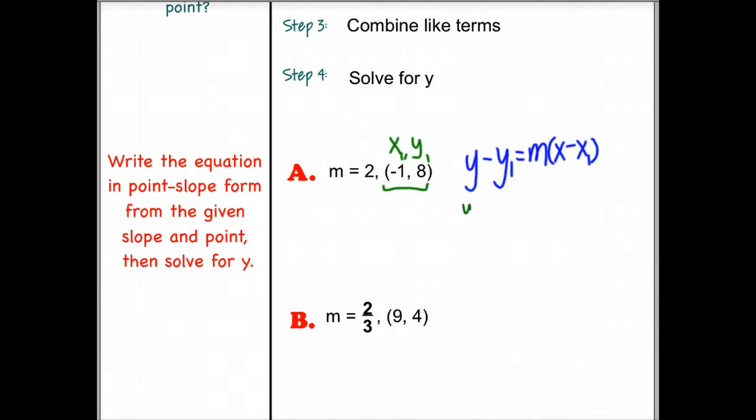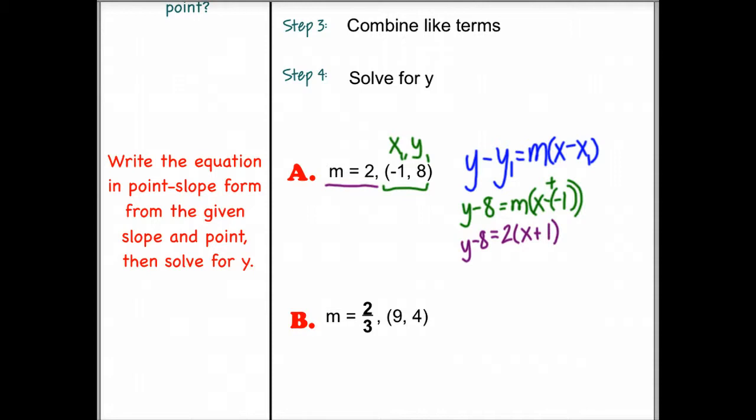So we have y minus 8 equals m times x minus a negative 1. And whenever we have minus a negative, it's going to turn into a positive. So we're adding 1, really. We also know one more piece, which is our m right here, so we're going to plug that in. So now we have y minus 8 equals 2 times x plus 1.